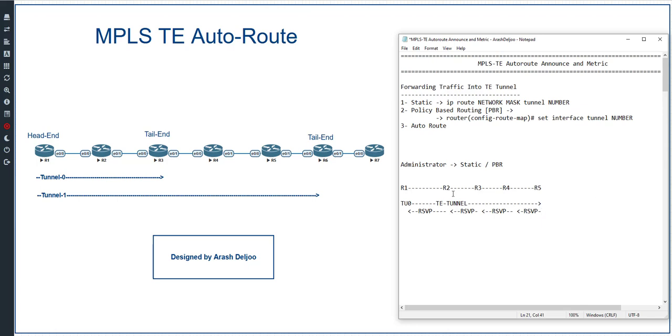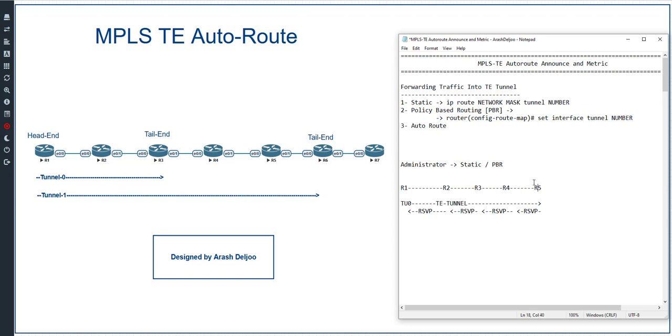Router 2 doesn't have any connected network about tunnel 0 in its routing table, nor do router 3, router 4, or even router 5. Okay, this is the first important thing that you should know. Let me review. When you are configuring Autoroute, I will talk about how we can configure it. We will have one connected network about tunnel 0 in R1 and only in R1, not R2, not R3, not R4 or even R5, okay?